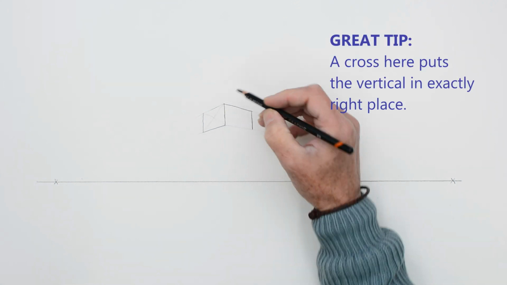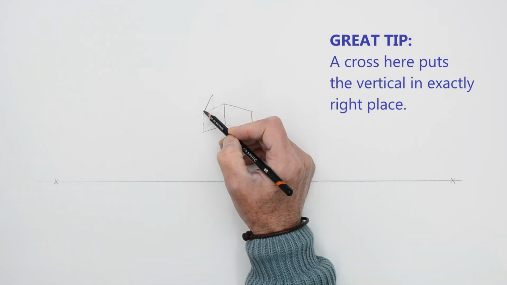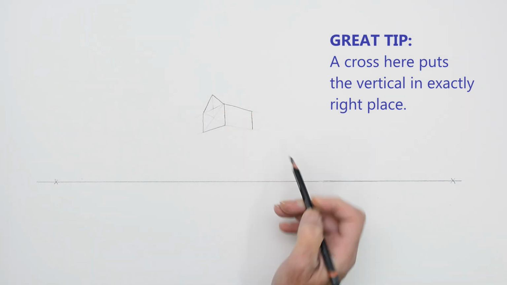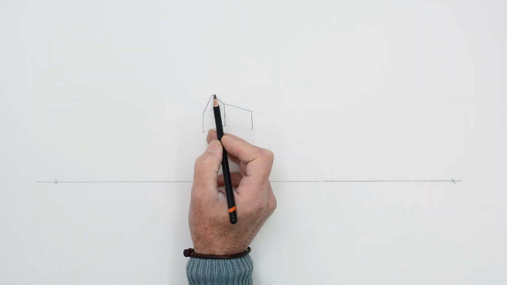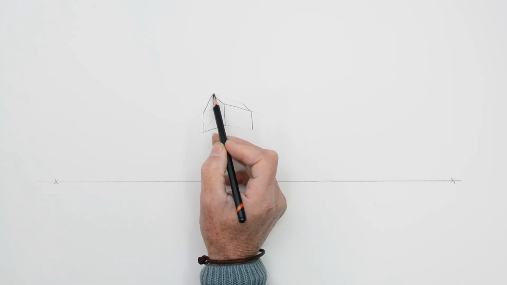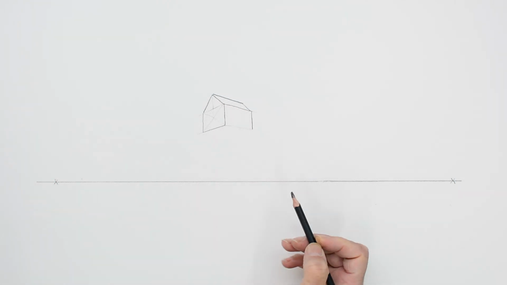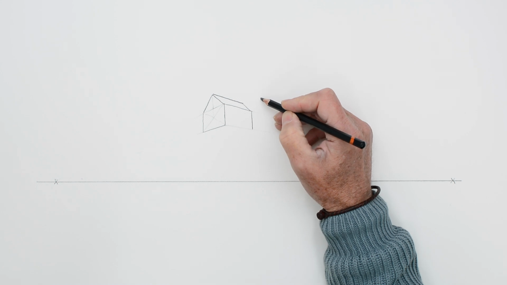Now this tip, if I draw a little cross here and then do the vertical, that vertical is in exactly the right place in perspective, as you can see. Right, the surface to the right goes to the right vanishing point, as you can see here. There we go. Now imagine I've got another building next to it, another block.